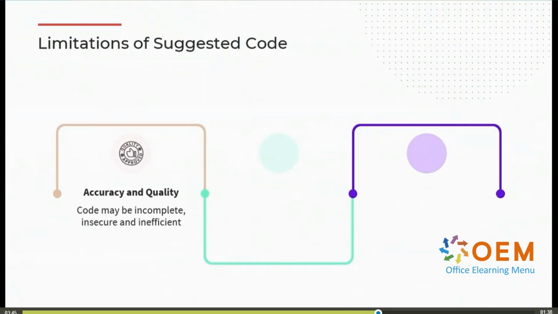While Copilot is powerful, it's important to understand its limitations. Developers may encounter code suggestions that are vulnerable to security issues like SQL injection. Suggested code may be incomplete, perhaps missing crucial elements like an else clause in a conditional statement. The quality and efficiency of generated code can vary significantly depending on the complexity of the task.